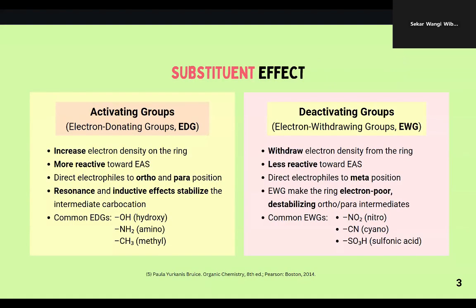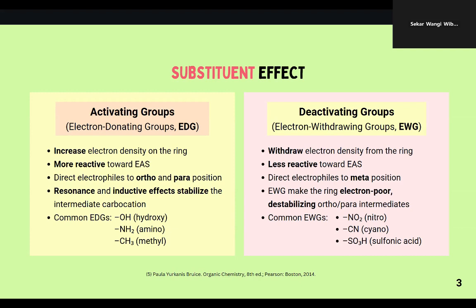There are two effects of substituents. The first one is activating groups, or electron donating groups. This group will increase the electron density of the ring, making it more reactive towards EAS. It will direct electrophiles to the ortho and para positions because of resonance and inductive effects that stabilize the intermediate carbocation. Examples of activating groups are hydroxy, amino, and methyl groups.